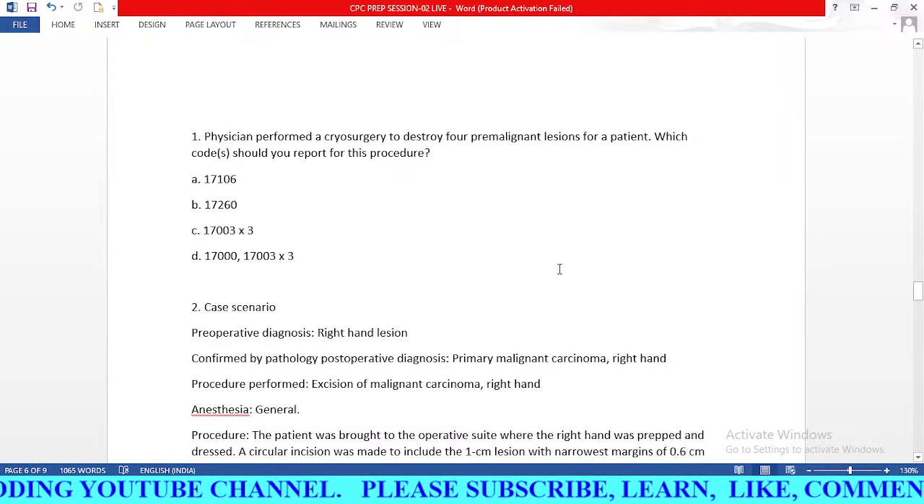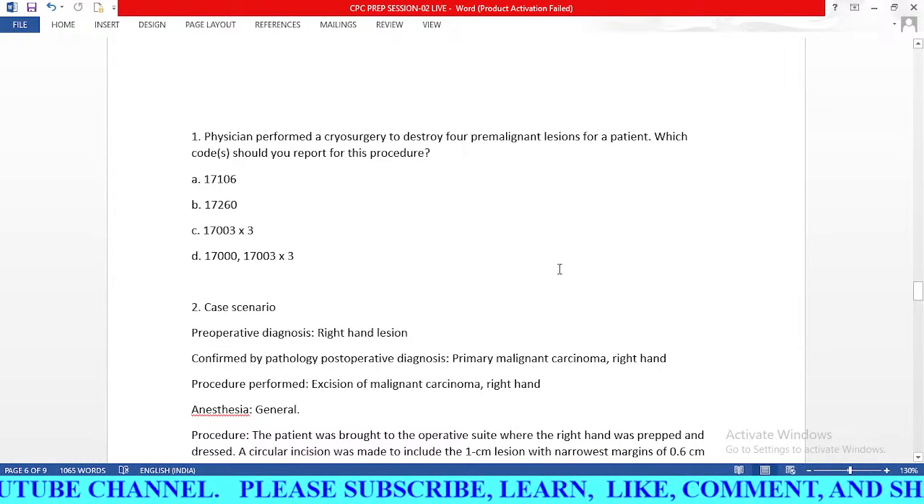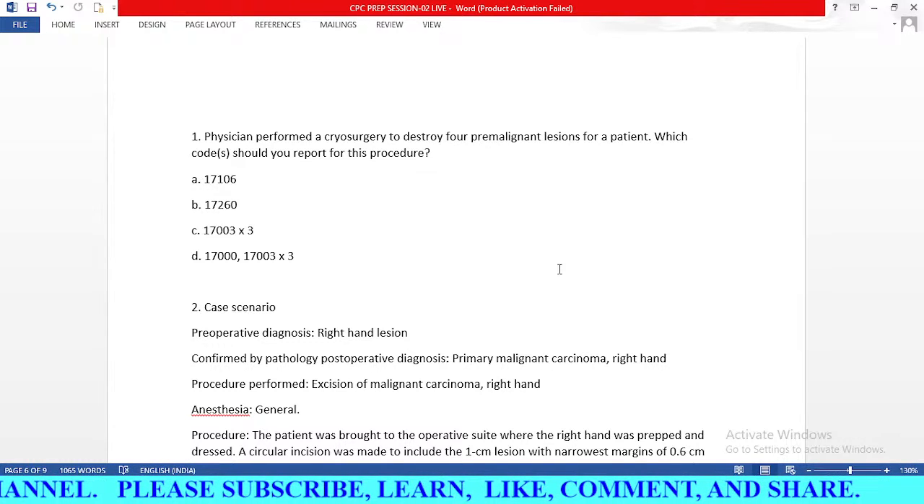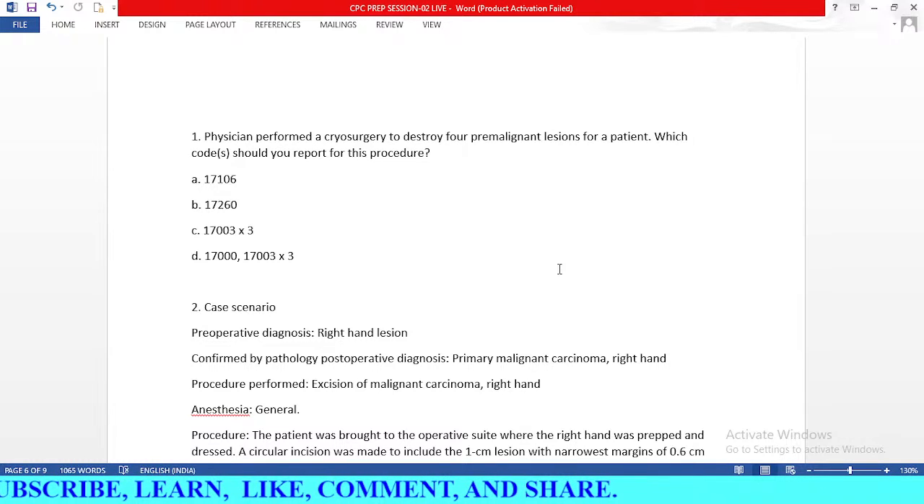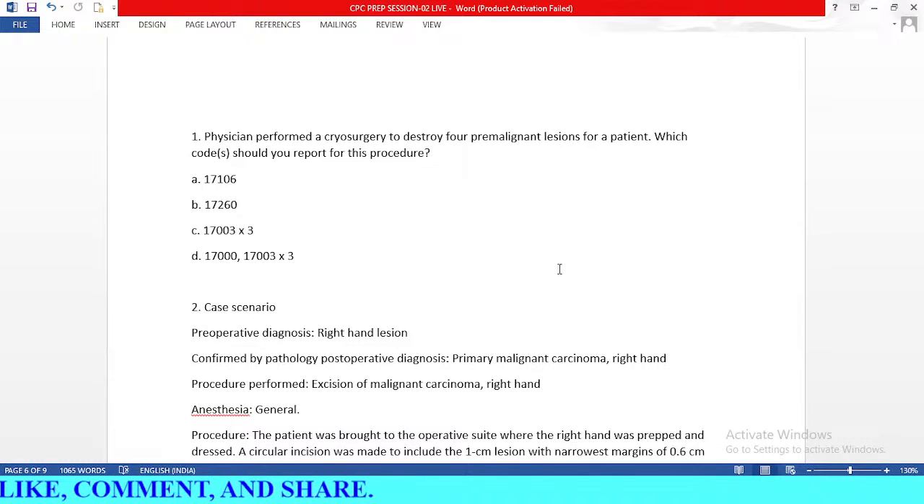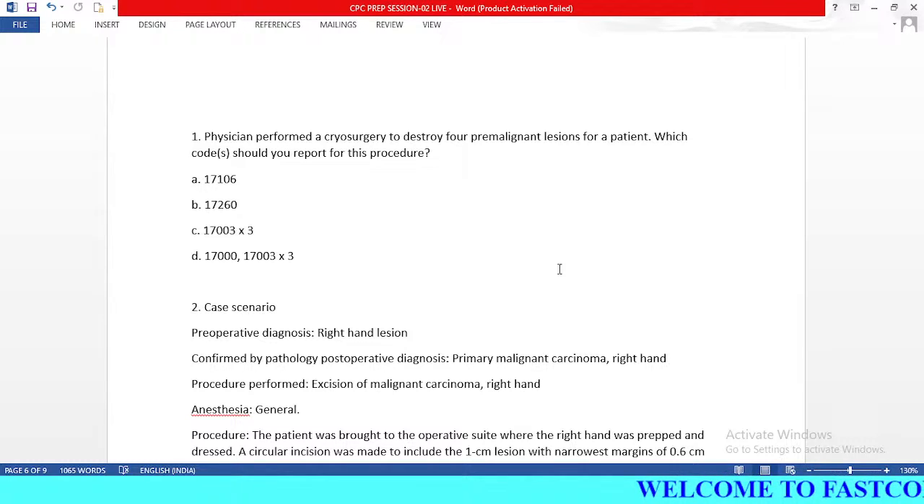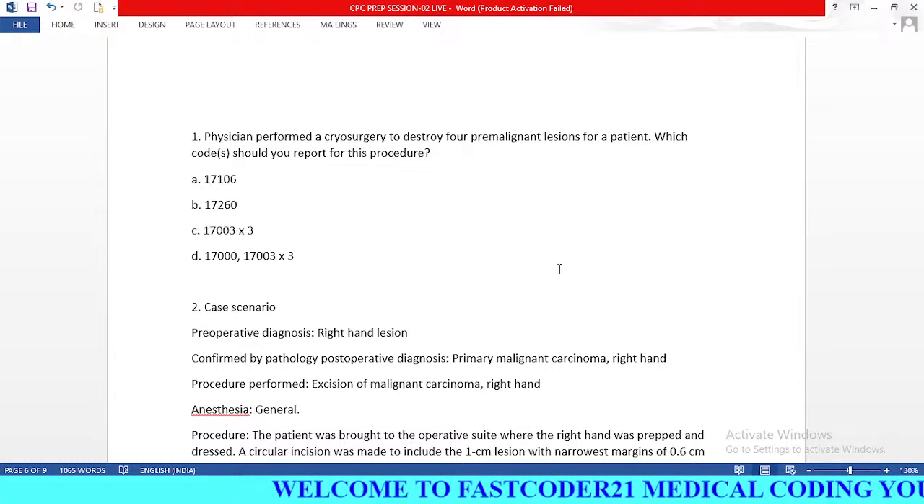Can you see now? Okay, don't worry. I will tell you the question. A physician performed a cryosurgery. Cryosurgery means the physician will use extreme cold to destroy 4 pre-malignant lesions for a patient. Which code should you report for this procedure? First one is 17106, second one is 17260, C is 17003 times 3, and D is 17000 and 17003 times 3.